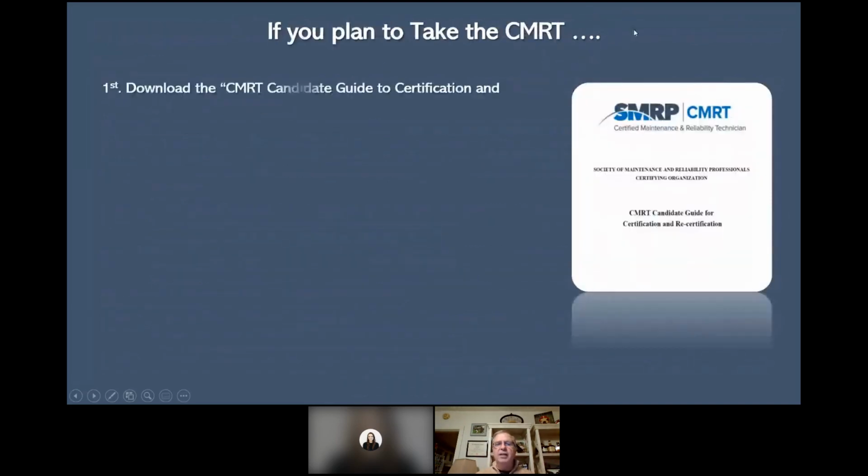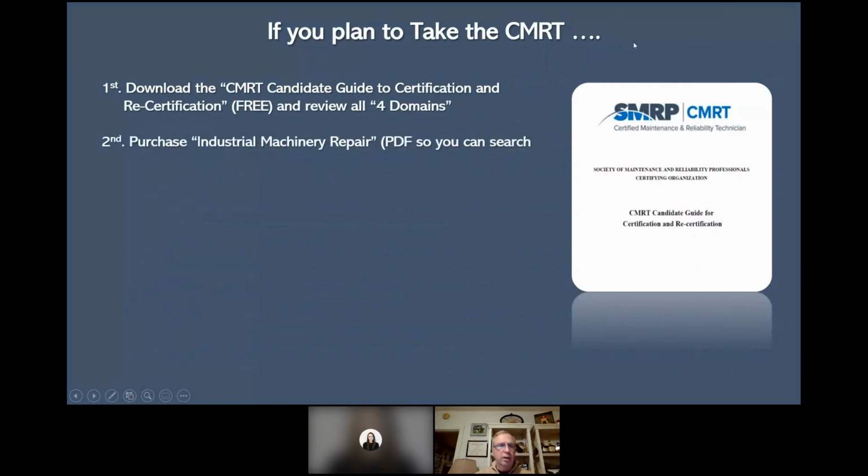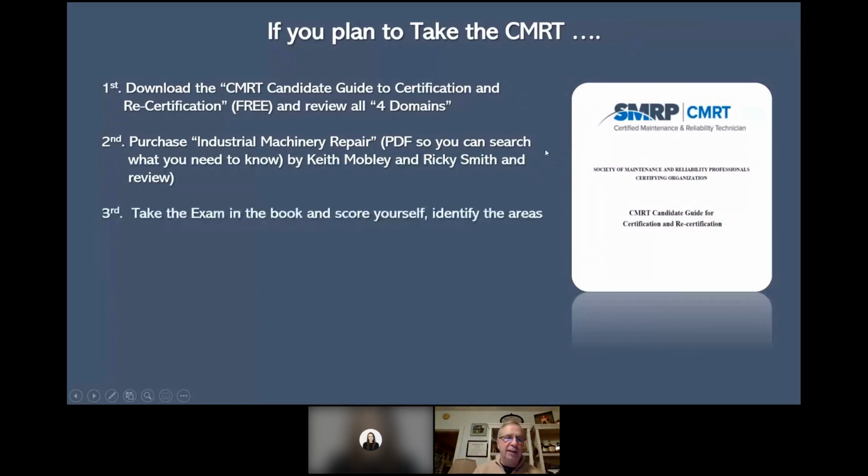If you plan to take the CMRT, I recommend you or your technicians download the CMRT guide to certification and recertification, free. Review all 4 domains: purchase, industrial machinery repair. That's a good one by me and Keith Mobley. Sorry, man, I don't like to push people to buy my book, but it does help when you go take it.